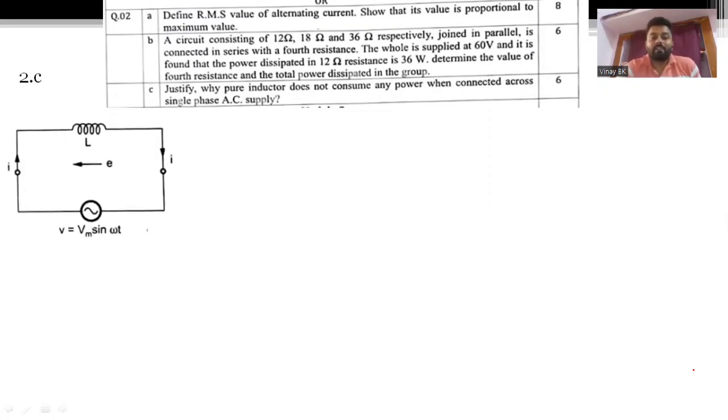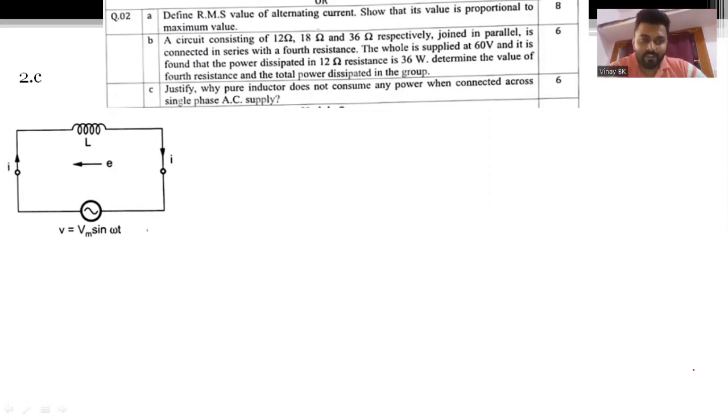So you have to do a derivation. Why does a pure inductor not consume power? Because you have to derive that total power is zero in an inductor. So first you will write a simple circuit which consists of an inductor across a supply voltage V given by Vm sin omega t.